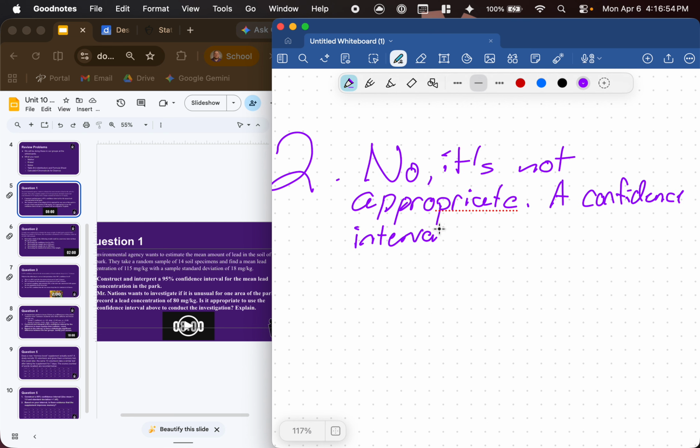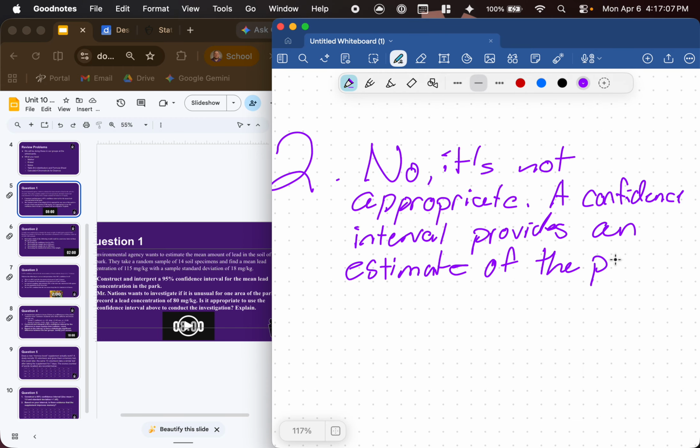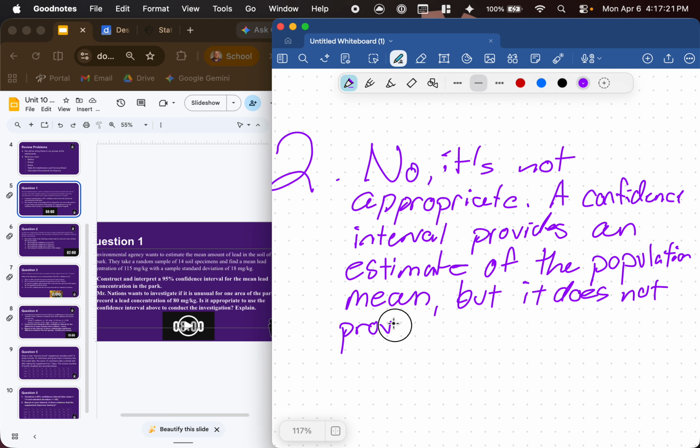what do you say here? I would just explain what a confidence interval is or what it provides. It provides an estimate of the population mean. But it does not provide information about the range of individual values.